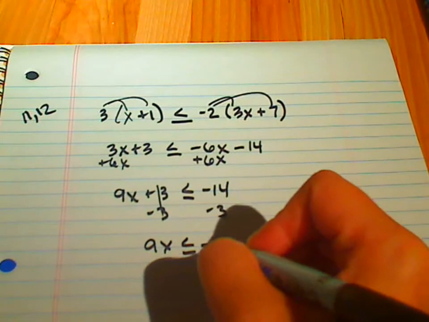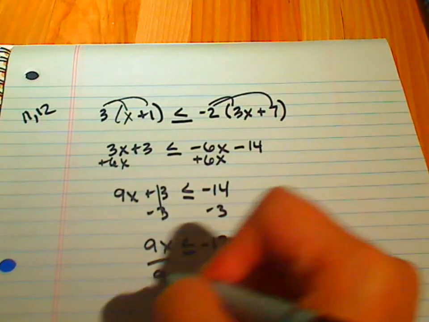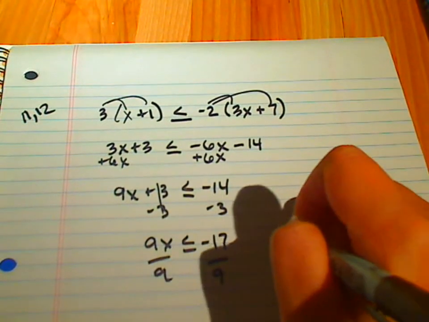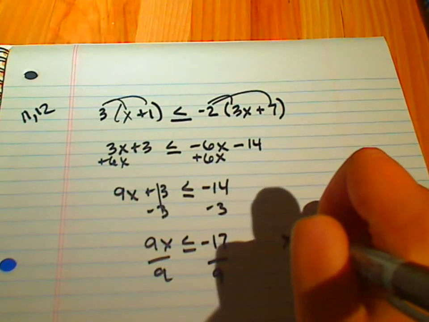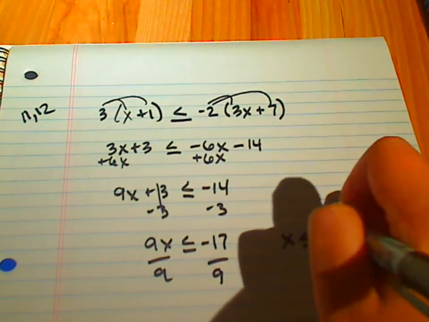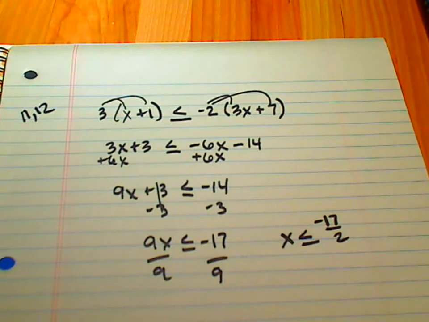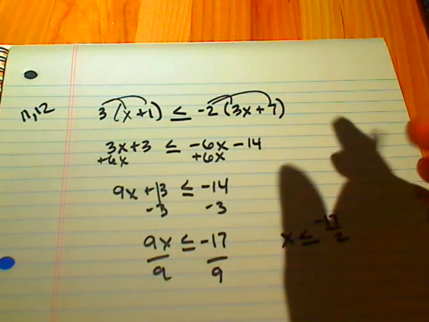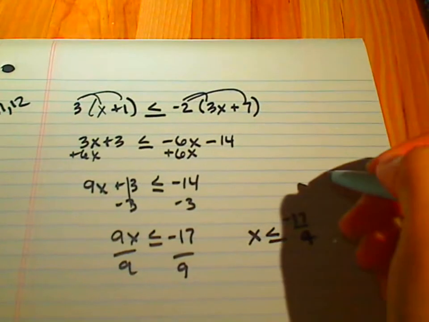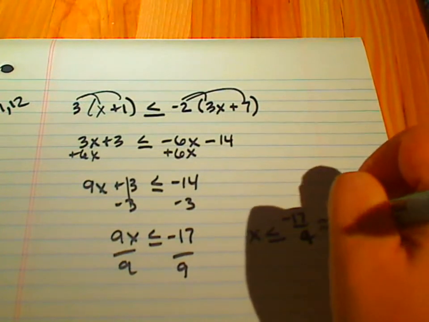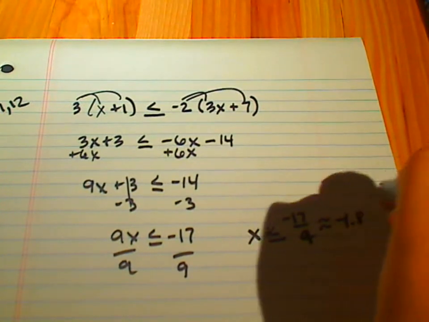9x less than or equal to negative 17, divided by 9. I'm dividing by positive, so no need to flip the sign. So x is less than or equal to negative 17 over 9. That is a decimal, approximately like a negative 1.8-ish.